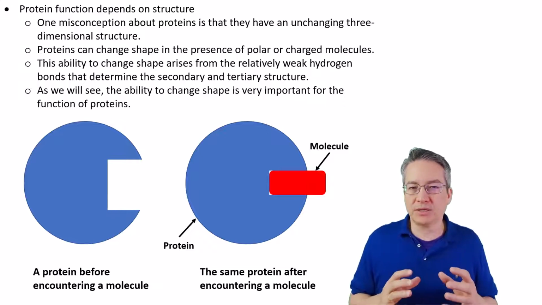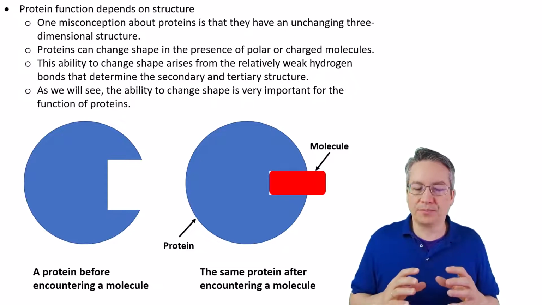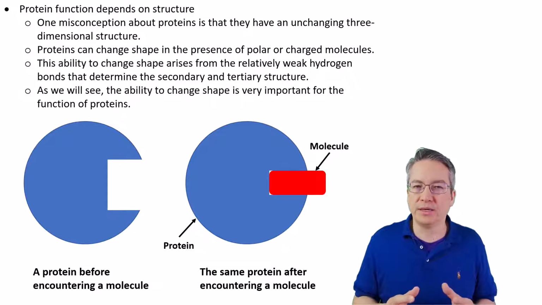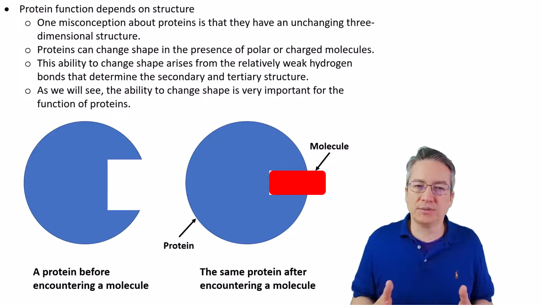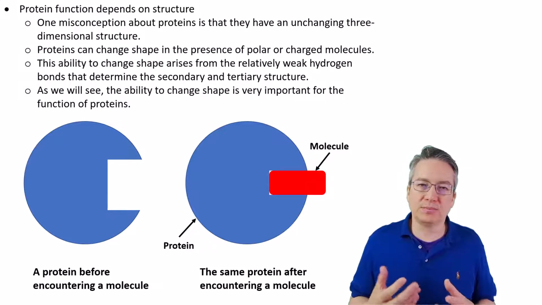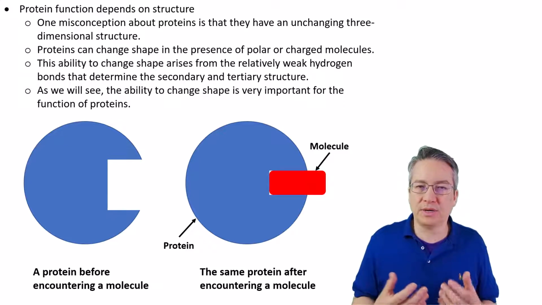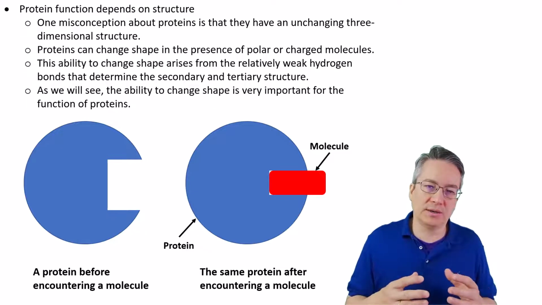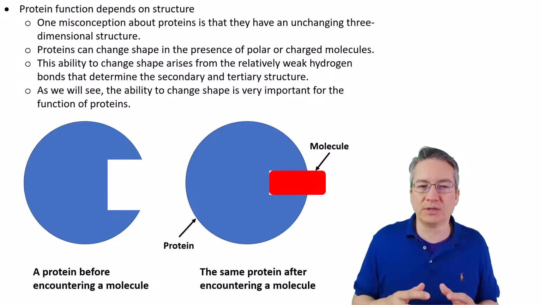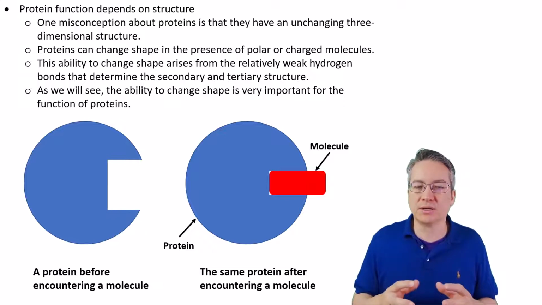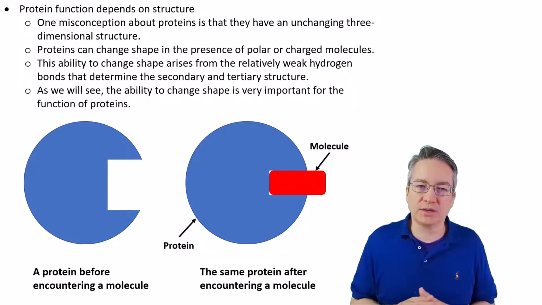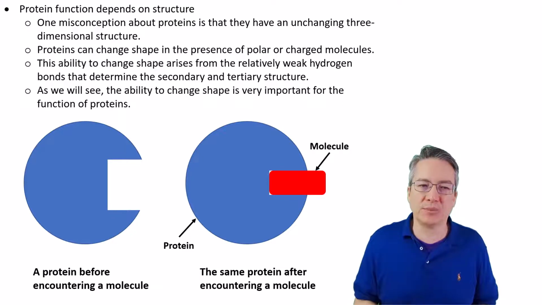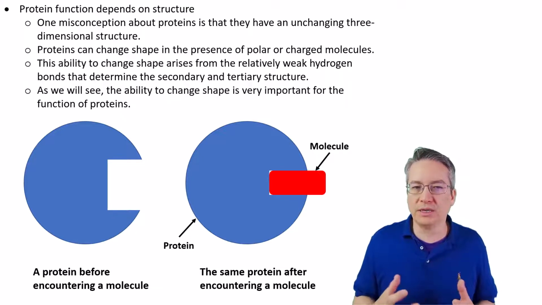Well, it's because a lot of the three-dimensional shape of a protein is actually dependent on relatively weak bonds, such as hydrogen bonds, interactions, as I said before, between hydrophilic side chains and water, and hydrophobic interactions within the protein itself. None of those are really as strong as the primary structure, which is the covalent bonds. But because of that, the proteins are actually able to change shape a bit. And that's really important for their ability to function.